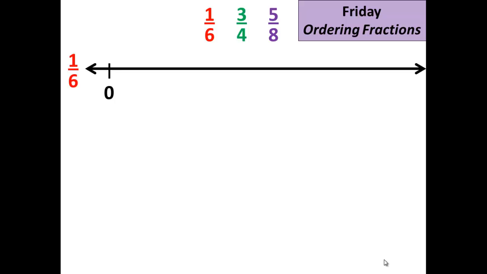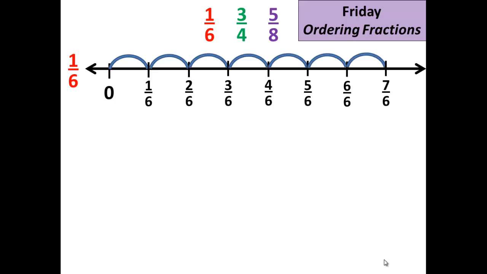Take 1/6, for example. Draw that on the number line. 1/6, 2/6, 3/6, 4/6, 5/6, 6/6, 7/6. Go on until you find a whole, because finding the whole is important. But also in this case, finding 1/6 is important. Here's our whole. And this is the most important part. You cannot compare or order fractions on a number line if you don't know where the whole is.